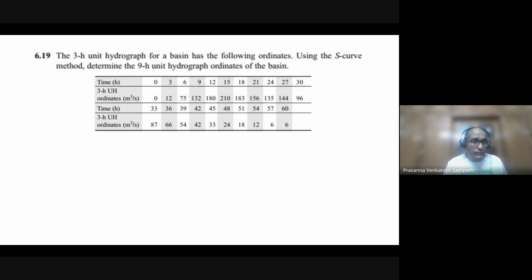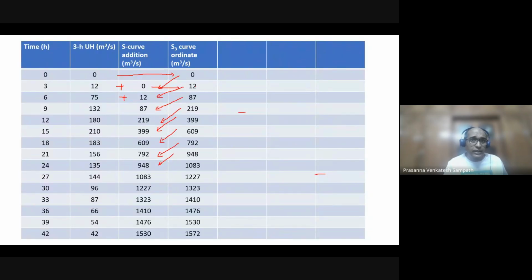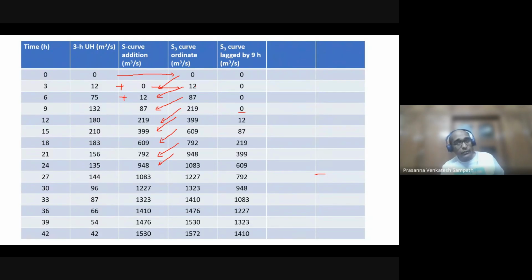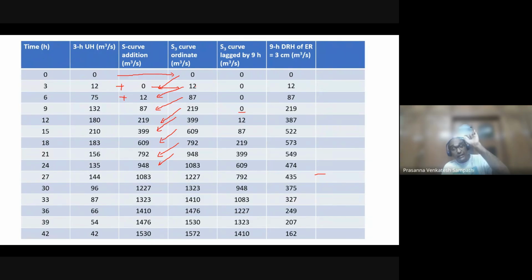Anyway, that's where we were at, and then we constructed the S curve, lagged it by 9 hours, and then subtracted the two from each other, and we've got the 9-hour direct runoff hydrograph produced by excess rainfall of 3 centimeters. Okay, so Revant, last step, what should we do next?